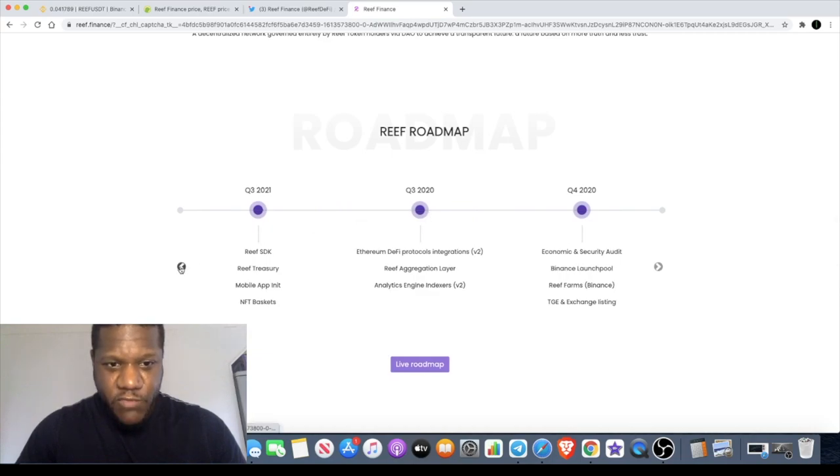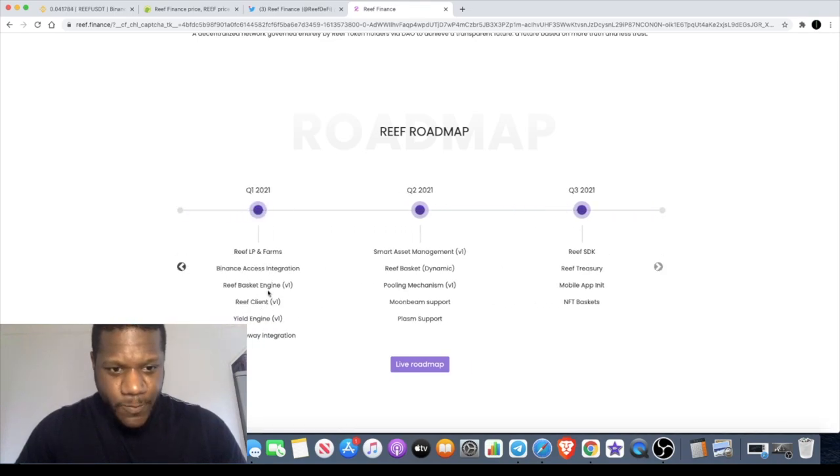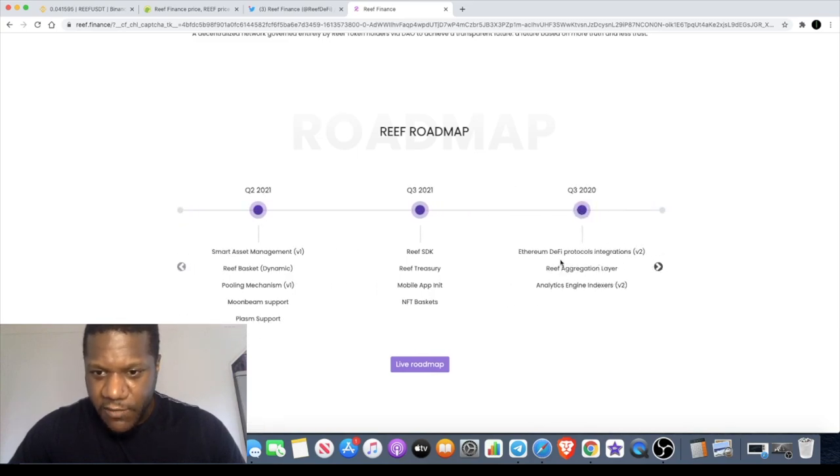So, just quickly looking at the roadmap. Let's go back a couple of spaces. We are still in Q1. They've got the Binance Access integration, the LP and farms, which you can do on the Binance Smart Chain. Of course, we've got the REEF basket engine on PancakeSwap on the Binance Smart Chain, REEF client yield engine and fiat gateway integration. We've got Moonbeam support, Plasm support, pooling mechanism, REEF basket, and smart asset management. In Q3, we have REEF SDK and REEF treasury, a mobile app and NFT baskets. We have Ethereum DeFi protocols integrations, REEF aggregation layer, and analytics engine indexes.